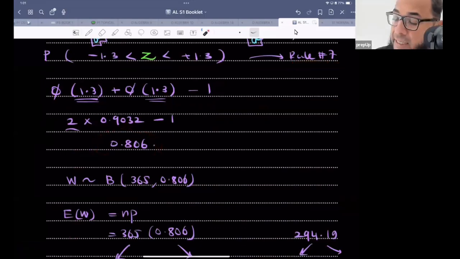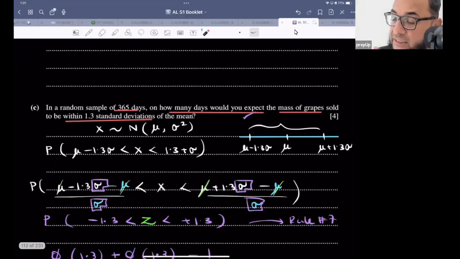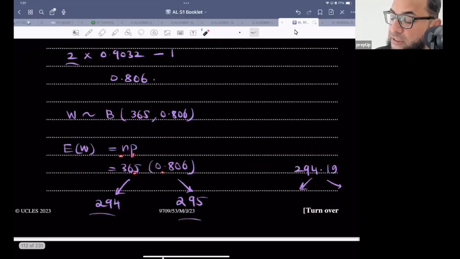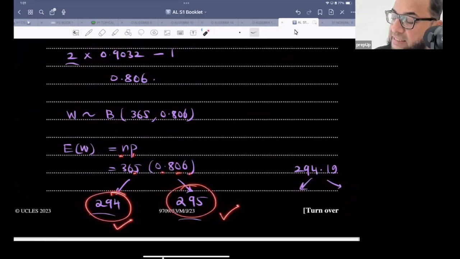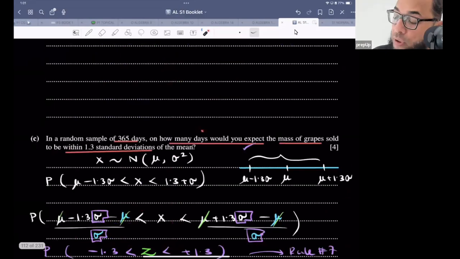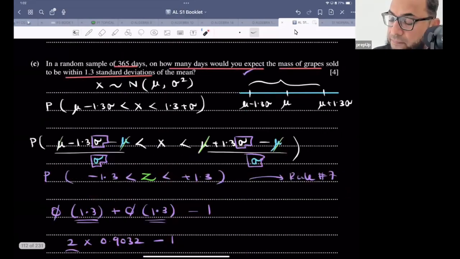But wait a minute, read the question again. They are not asking for probability, they are asking for expected value, expectation. So np, 365 into this value, either 294 or 295. This is the answer. It's not a matter of rounding off. It's a matter of writing the answer as an integer. Why? Because we are talking about the number of days.